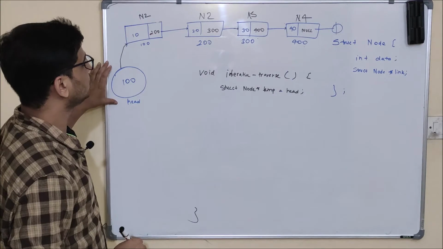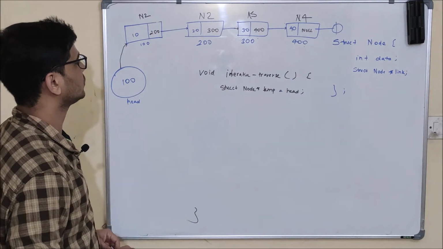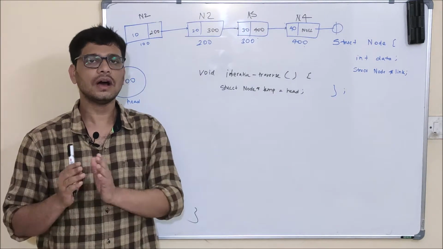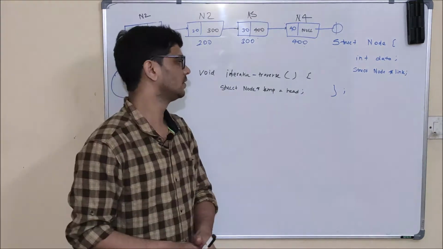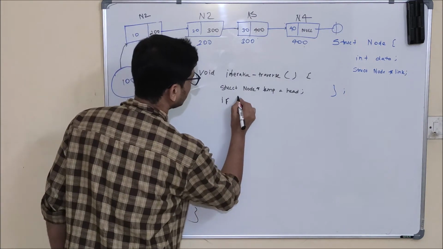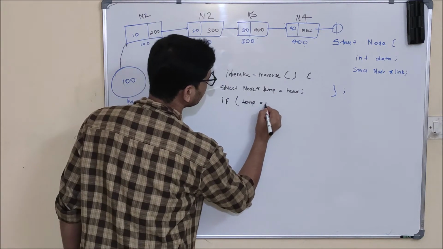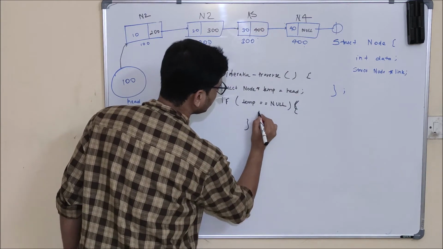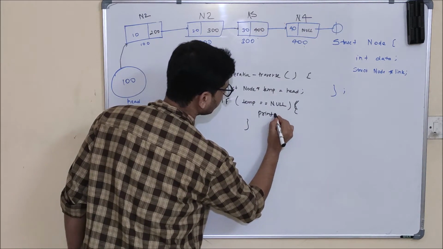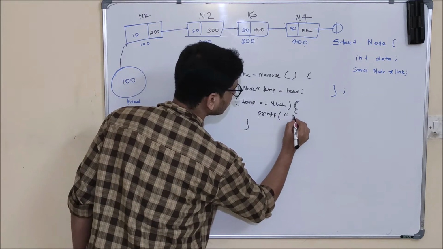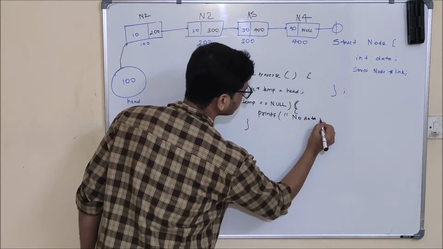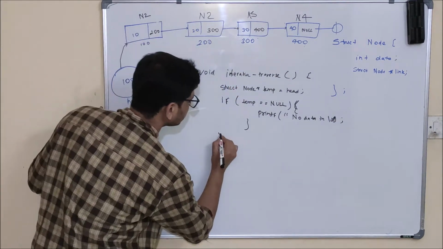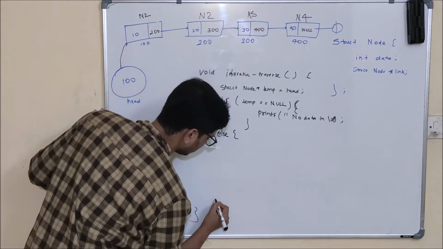So here today we are traversing this linked list, but in the generic case we need to deal with a case where our linked list is empty. So if temp is equal to null, what we need to print? Printf no data in list, or else we will traverse this linked list.